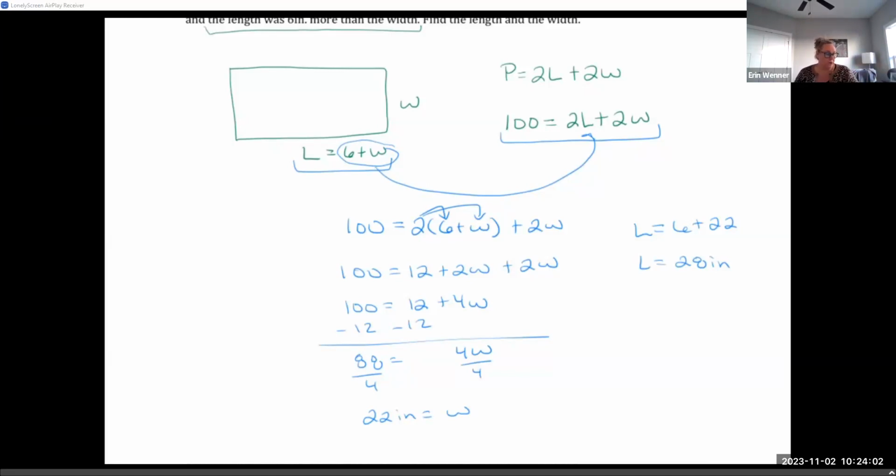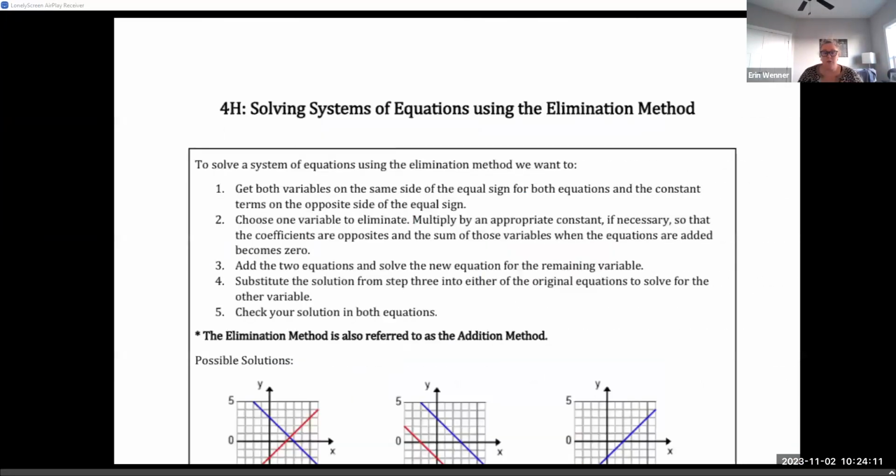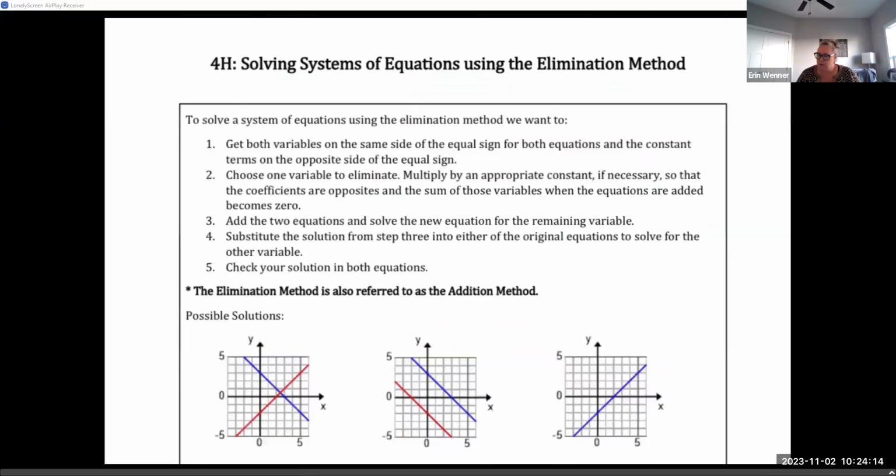So switching to 4H, this is something called the elimination method. And this will feel a little weird at first because we're not used to adding and subtracting equations, but that's basically what's happening here. So the elimination method is also referred to as the addition method in your homework. I just want to make sure that you're aware of the two terms. They mean the same thing. And so we do have a verbal description of how to walk through this. I'm going to read it, but again, it makes more sense once you actually get into it and do it.